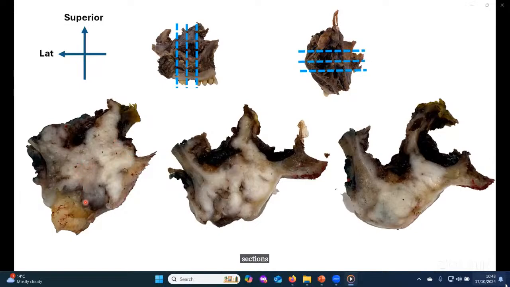One area to draw your attention to is the tumor here. This is sort of more pale grey compared to the rest of the more white cut surface evident here. And this was an area of sarcomatoid transformation within the carcinoma.